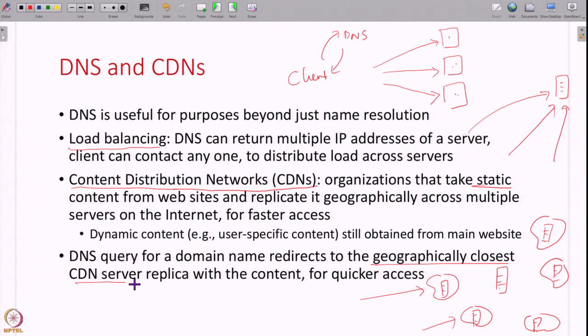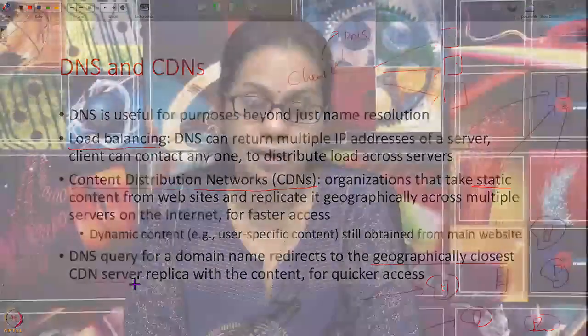So once again, CDNs are also a very important part of the internet infrastructure today and are hugely responsible for ensuring that we actually access content on the internet much faster.